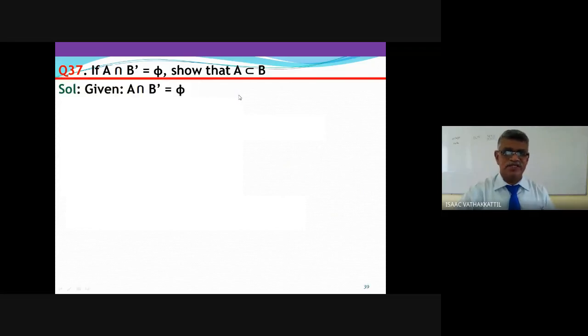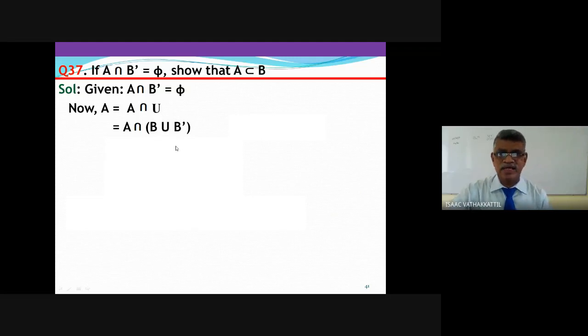Given A intersection B dash is null set. Let me go through the steps very carefully. Watch very carefully. Any doubt? A is equal to A intersection universal set is a property of the universal set. Correct or not? Now what is the universal set? B union B dash. Any set union its complement is the universal set. B union B dash is the universal set. Yes or no?